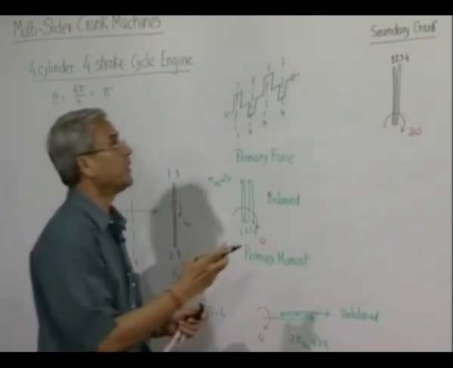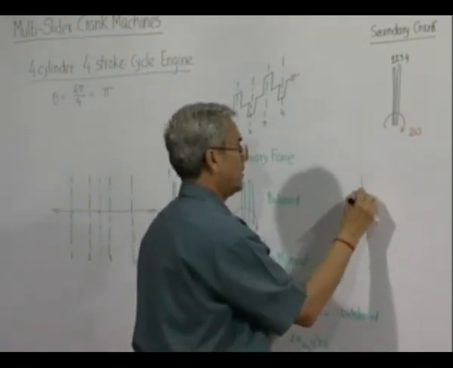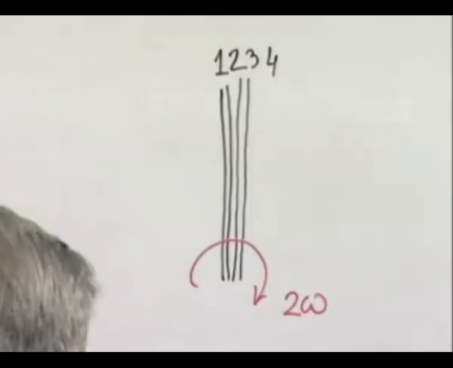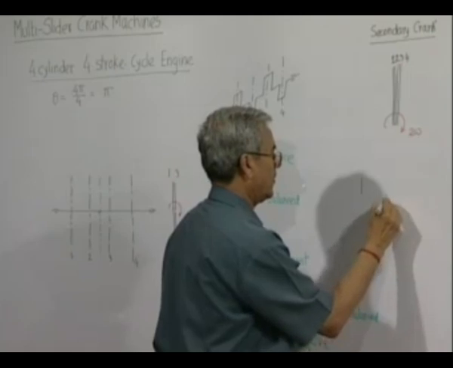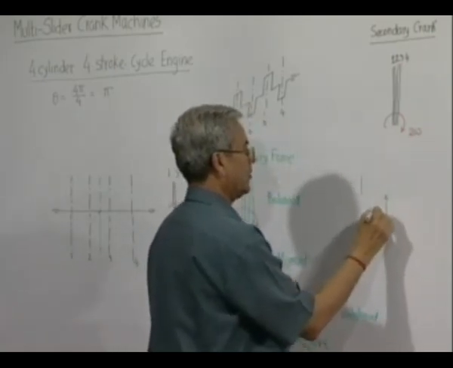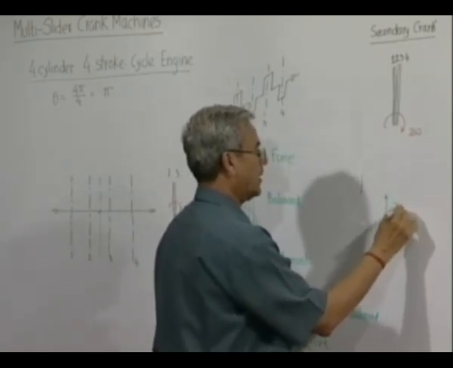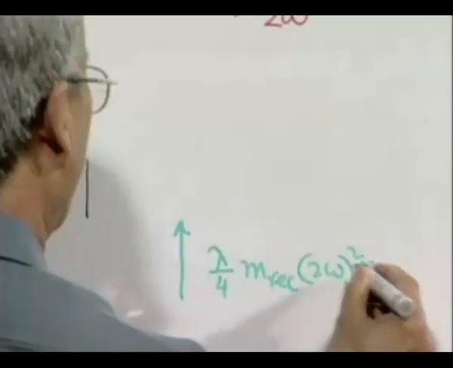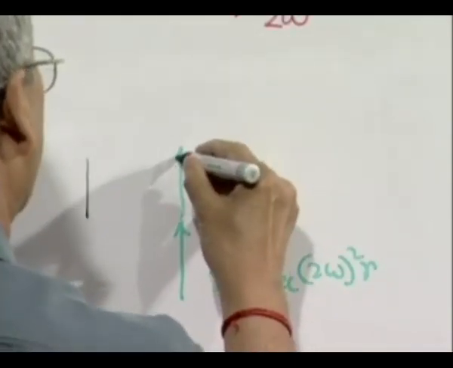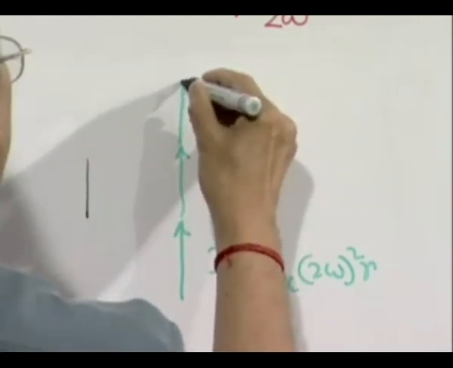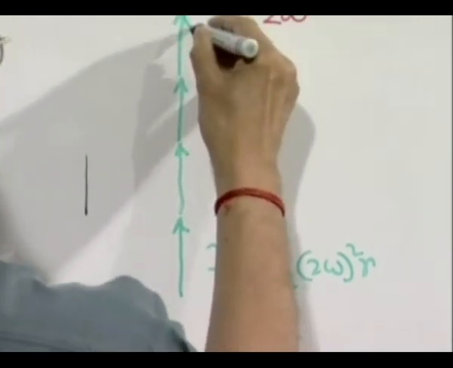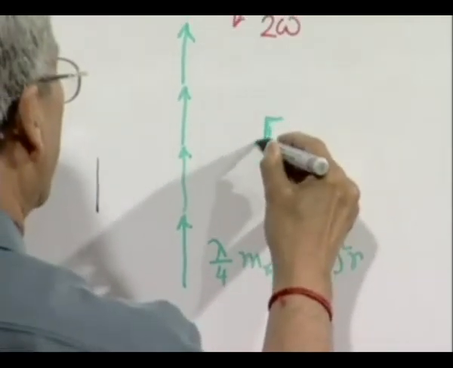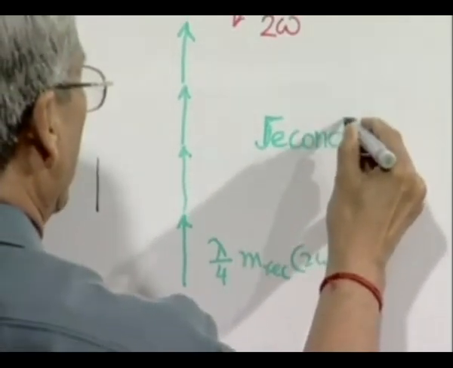So, the forces will be, this is by the first cylinder, which will be lambda by 4 m reciprocating 2 omega square r, for the second cylinder in this direction, third cylinder in this direction, fourth cylinder in this direction. So, secondary forces are unbalanced.